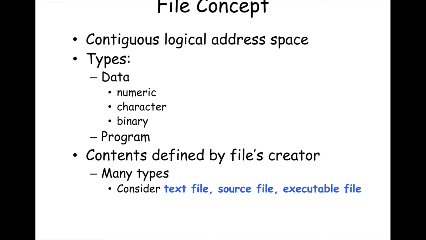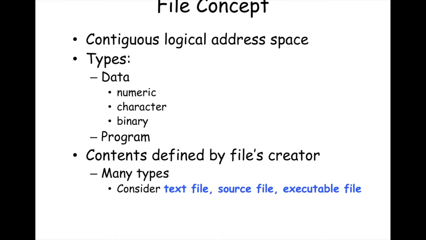And so file system management is the accounting and the allocation of those disk resources as needed whenever you create a file, delete a file, move a file, etc. And so this contiguous logical address space is what a file consists of, and it is a file. And there are different types of files.